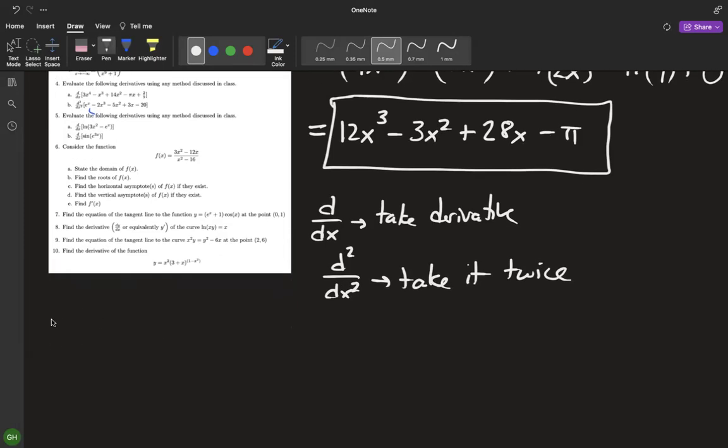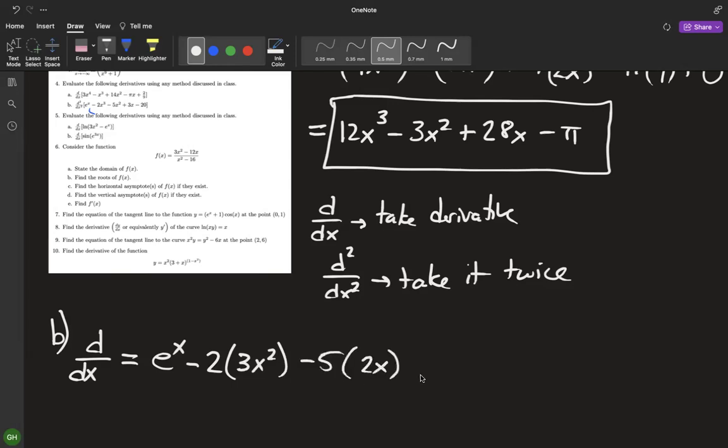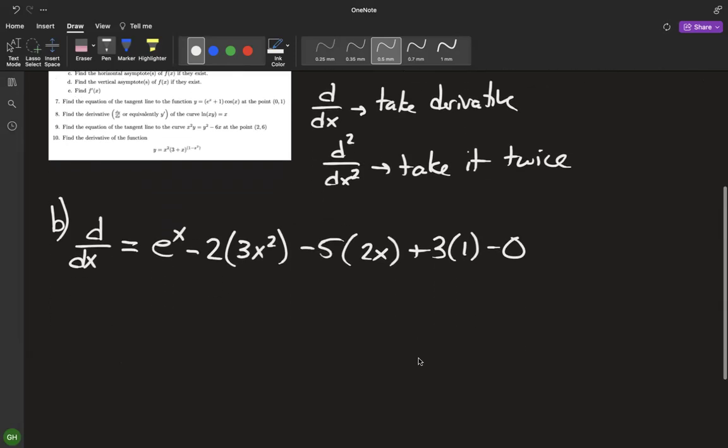So for 4b, the first derivative is equal to the derivative of e to the x, which is just e to the x. Nothing changes with that. Minus 2 times the derivative of x cubed, which is again 3x squared. Minus 5 times 2x plus 3 times 1 minus 0, giving me e to the x minus 6x squared minus 10x plus 3.